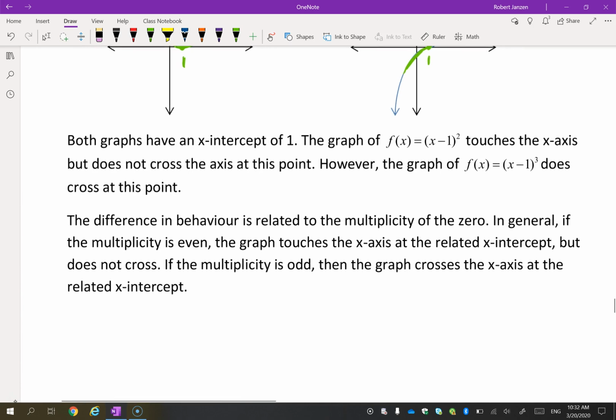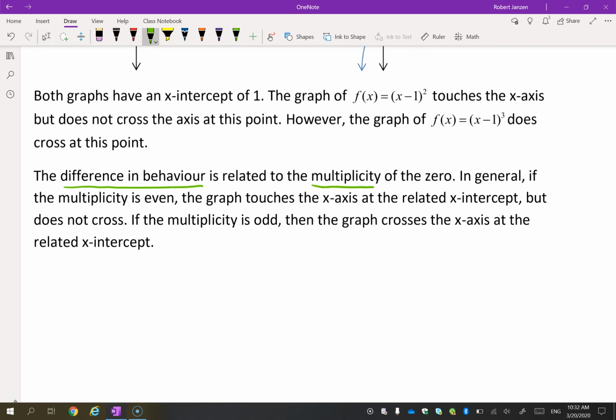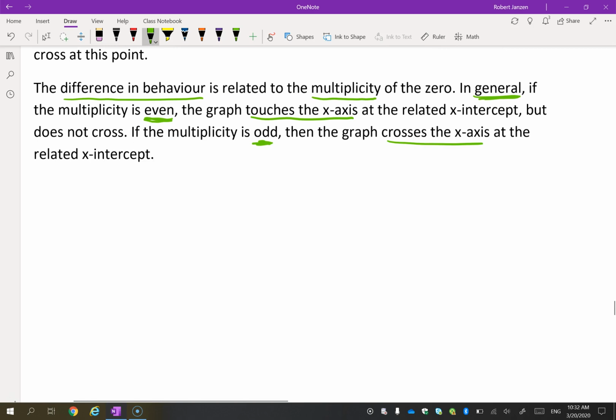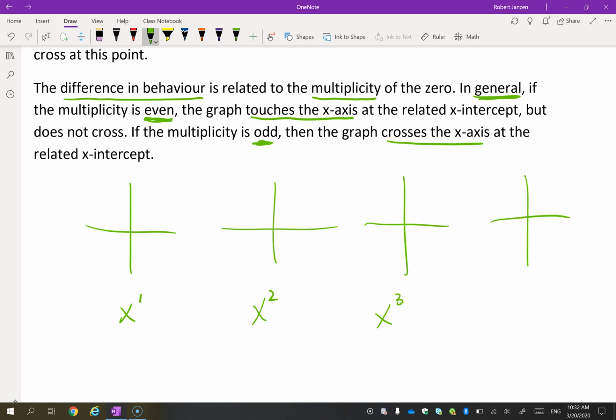Let's talk about that. So the difference in behavior. What happens at the 0? It has to do with what the multiplicity is. In general, this is kind of a generalization. If the multiplicity is even, the graph touches the x-axis, but doesn't cross. If the multiplicity is odd, the graph crosses the x-axis. Okay? But that's not quite enough. So if we have a multiplicity of 1 versus a multiplicity of 2 versus a multiplicity of 3 or 4. Let's actually change this. Let's make it 1, because that's what we were talking about.